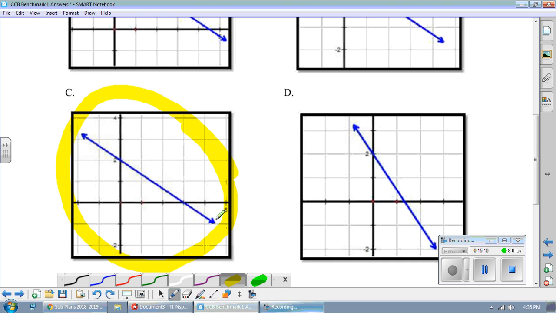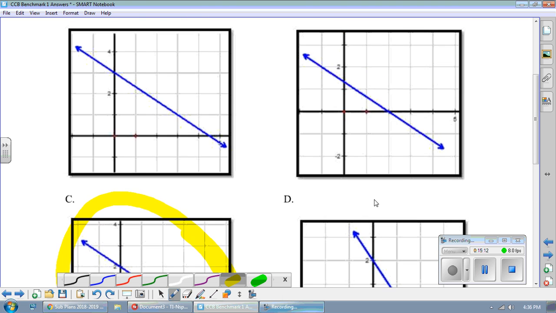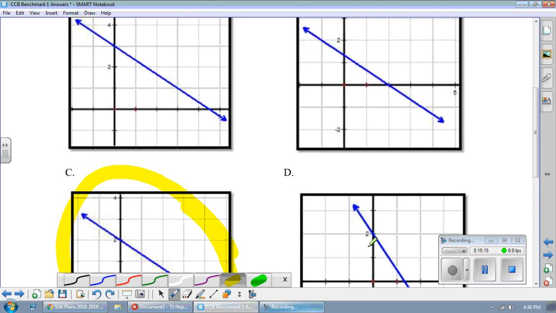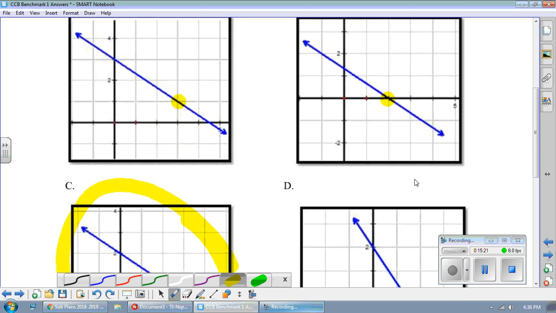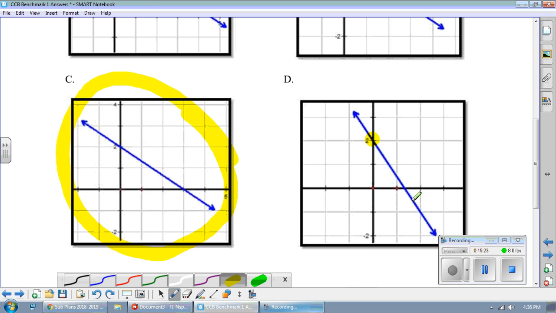C. Everything else does not have those nice points. We can absolutely trace the line to double check that points like these don't actually appear on that line, and they don't.